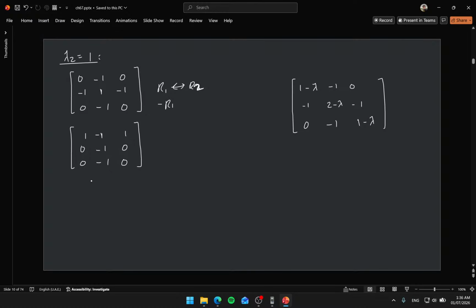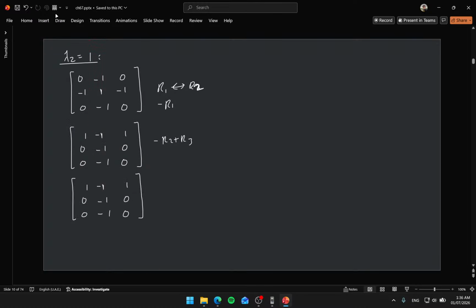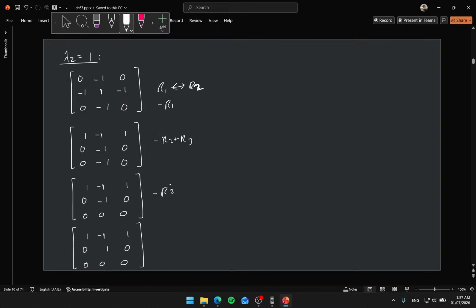Next, what do we do? Yeah, we do negative R2 plus R3. Let's move this. So that's 0 0 0. And then what do we do? We do negative R2. And then what do we do? We do R2 plus R3.